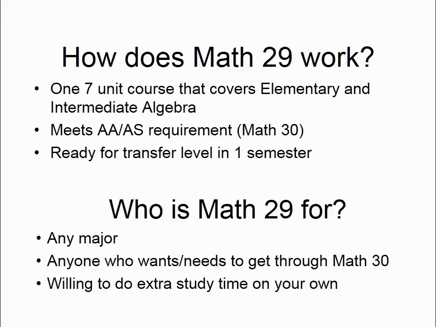How does Math 29 work? It's a 7-unit course that covers elementary and intermediate algebra. It meets the AA and AS requirement for math. Ready for transfer level in 1 semester.